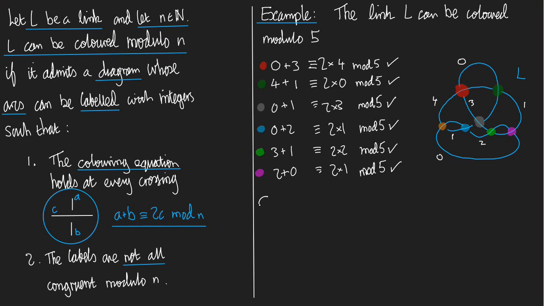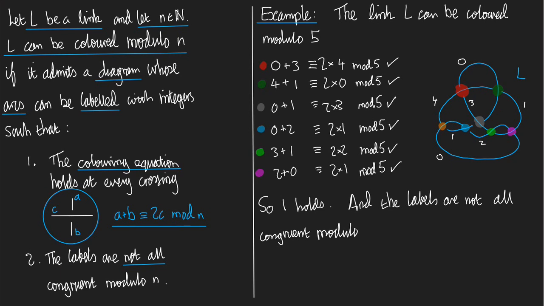So condition 1 holds, and the labels are not all congruent, modulo 5. So condition 2 too holds. So this is indeed a colouring modulo 5. And that's the end of the mini lecture.